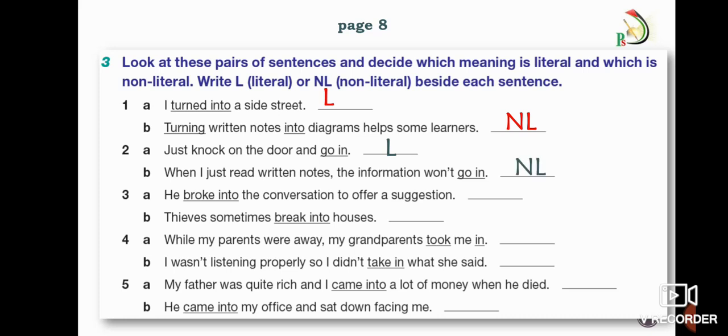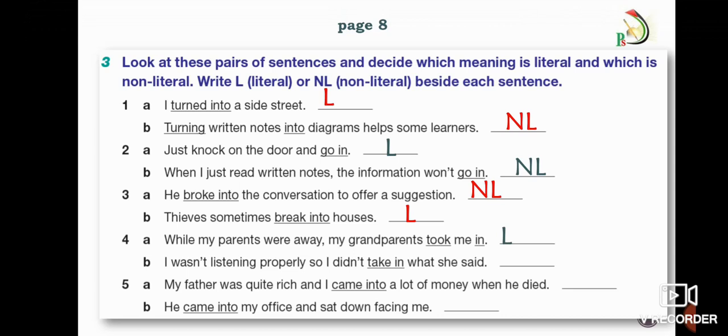Non-literal. 3A, he broke into the conversation to offer a suggestion. He broke into. Did he forcefully come inside? Or is it a non-literal meaning? Yes, it is non-literal. Thieves sometimes break into houses. Literal. Number 4A, while my parents were away, my grandparents took me in.